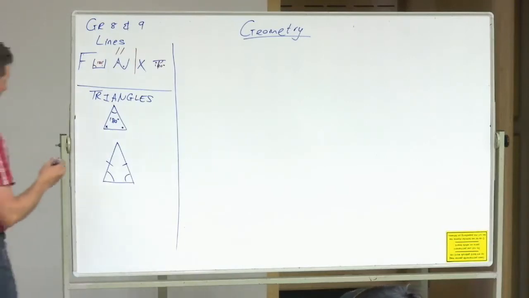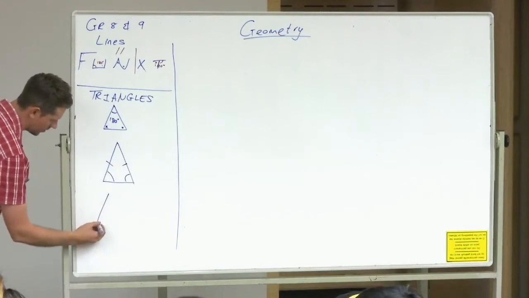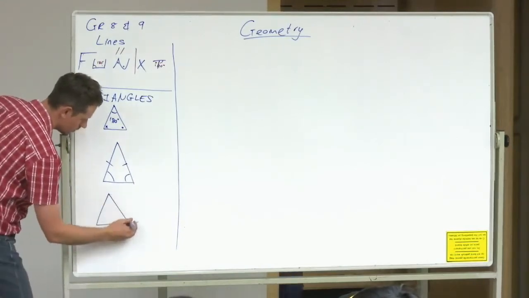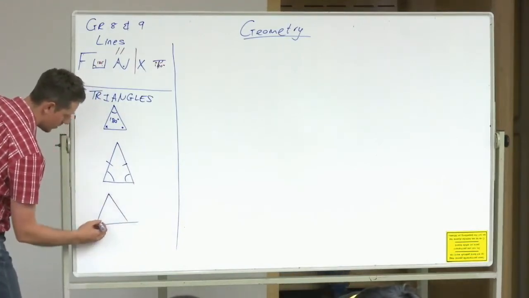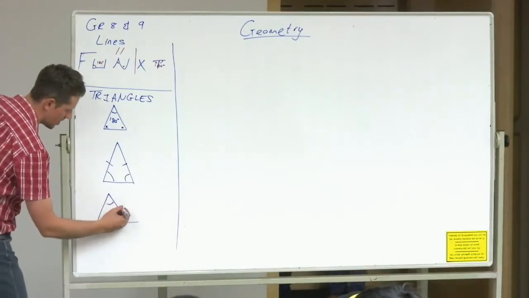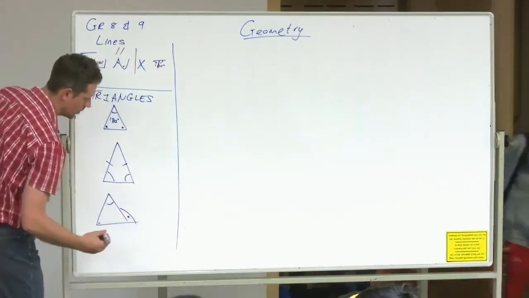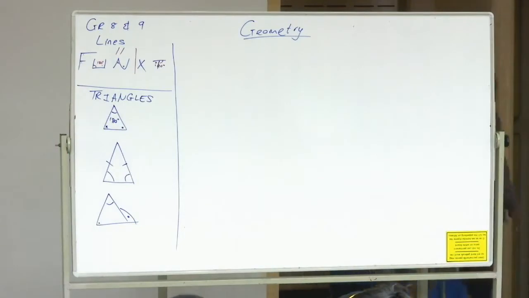Then as well, we did the exterior angle of a triangle, that the sum of the interior opposite angles is equal to that exterior angle.